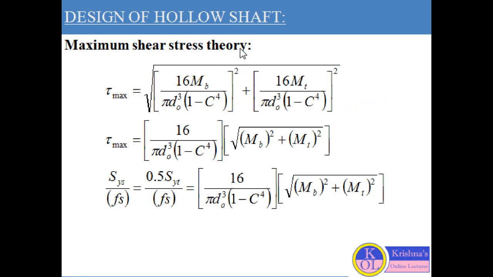Similarly, in maximum shear stress theory, if we put the formula of sigma b and tau, we will get the formula for tau max, or maximum shear stress. This tau max is also equivalent to 0.5 SYT divided by Fs, the factor of safety.